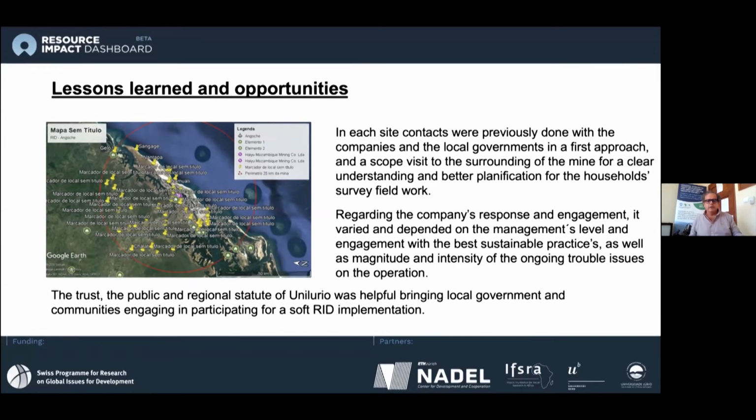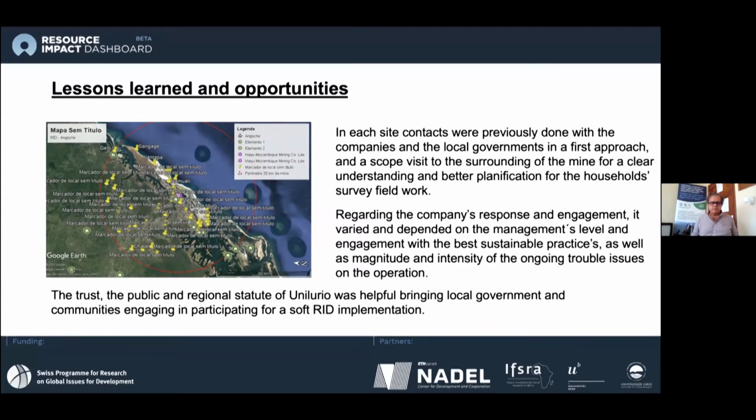So in order to do a good planification, it is very important to go first to the site and understand how easy or not it will be to do the household survey. The acceptance and the interest for the RID implementation from the local governments was unanimous in the 3 sites. And for this full government acceptance, the fact that Lurio is a public local university and the active participation of our students in executing the household survey was an asset and a source of trust.